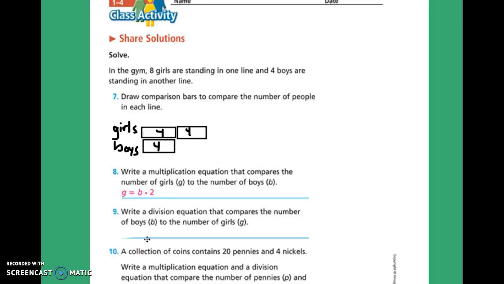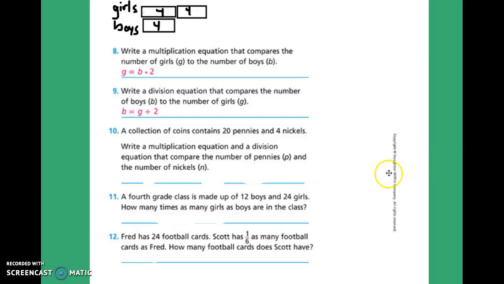Now it wants me to do it the opposite way. It wants me to write a division equation that compares the number of boys to the number of girls. All right, so to do that one, I would have to say, okay, boys is equal to girls divided by 2, right? So if I had 8 girls and I divide it by 2, I'm going to end up with my 4 boys. Okay, so let's do one more and then we'll be done for today.